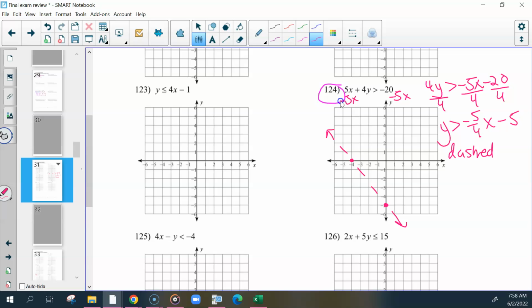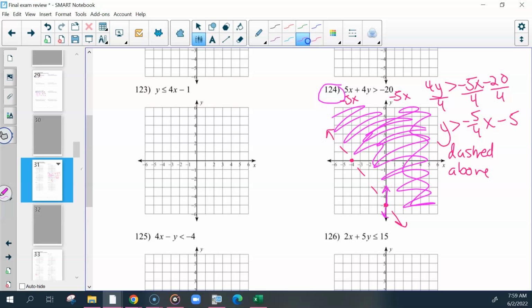Make sure you have arrows at the end. And then because this is greater than, this would be shaded above this line. If you're not sure which one is above or below, look at your y-intercept, draw an up and down arrow. Up would be above, so where the up arrow is, that's where it's shaded. Do we have any questions on that?